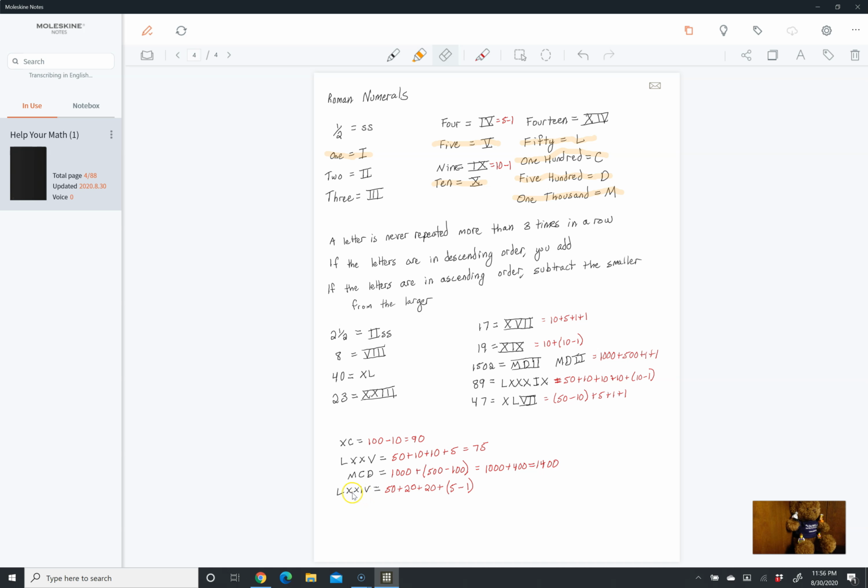So that's how we know that we're not doing 20 plus 20 plus 1 plus 5, because the fact that it goes up says we're not adding anymore. So the subtracting is the letter that comes directly before it. So this gives us 74. Okay, and last one.